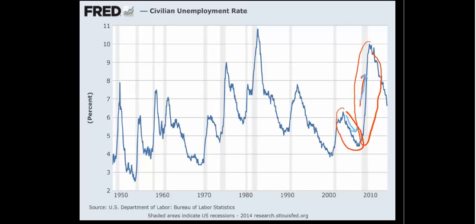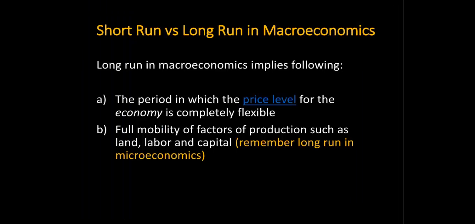My next concept that I want to discuss today is short run versus long run macroeconomics. Those who have taken microeconomics, econ 101, principles of microeconomics, know the difference between short run and long run. In the long run, all the factors of production are variable, but in the short run, some of the factors of production are fixed. The concept of long run in macroeconomics is a little different.